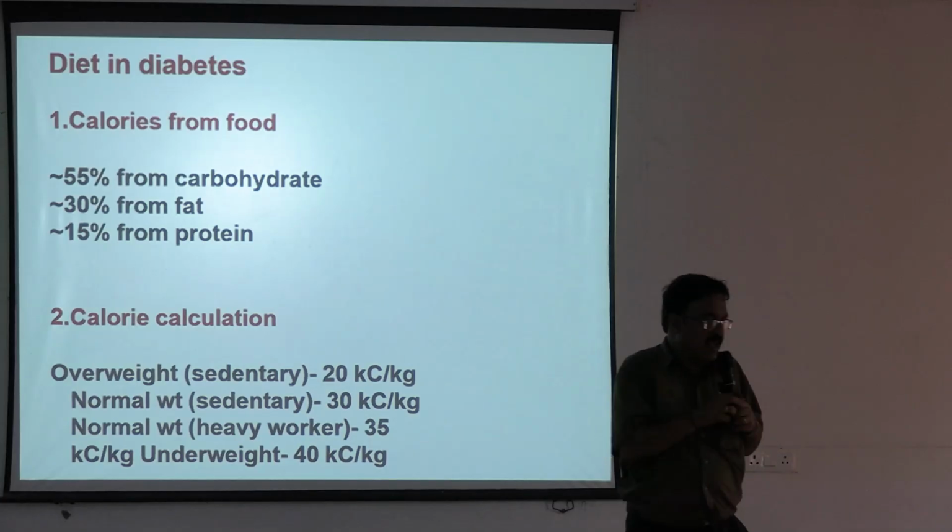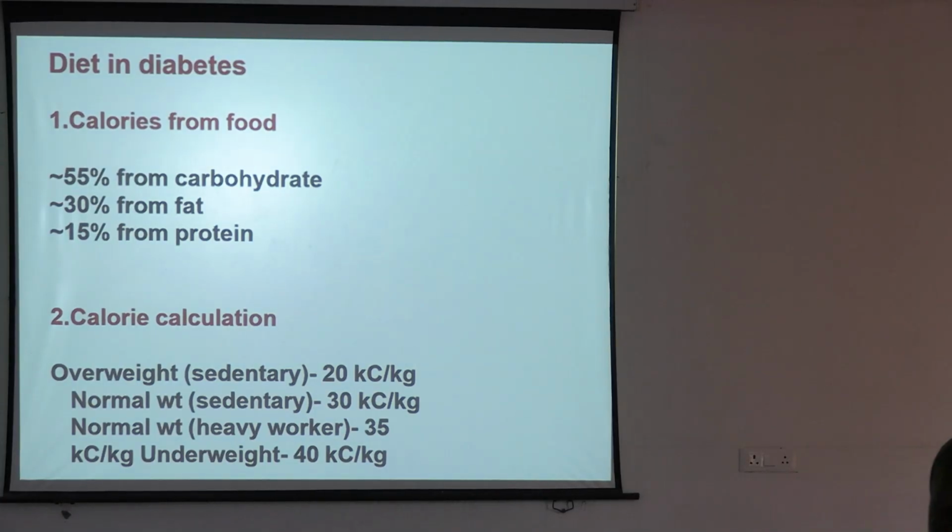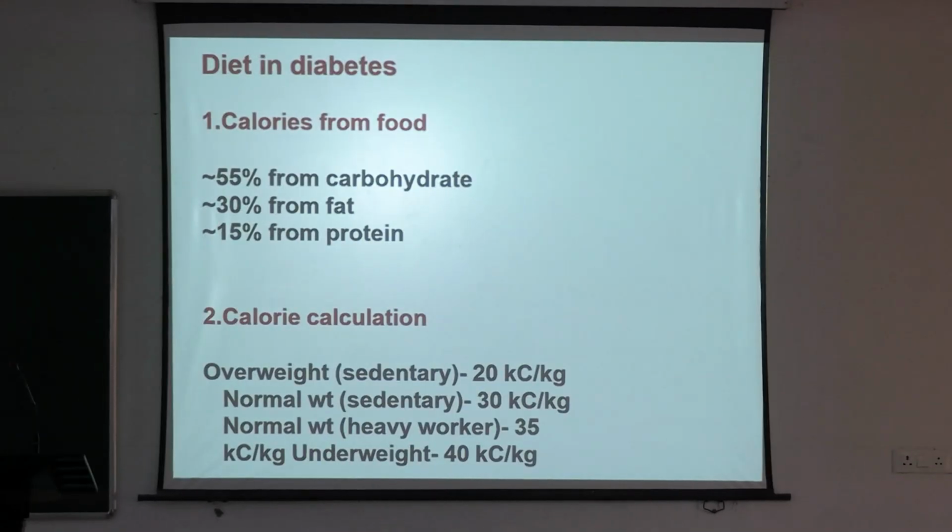Again, when you talk about diet, the diet should also give you calories. You can't just cut down the food. So 55% from carbohydrates, 30% from fat, and 15% from protein. Again, here there is a slight calculation as far as overweight, normal weight, etc. is concerned. Normal weight you need 30 kilocalories per kg, overweight 20 kilocalories, and you get a little more, 35, for a heavy worker, and 40 kilocalories for underweight.